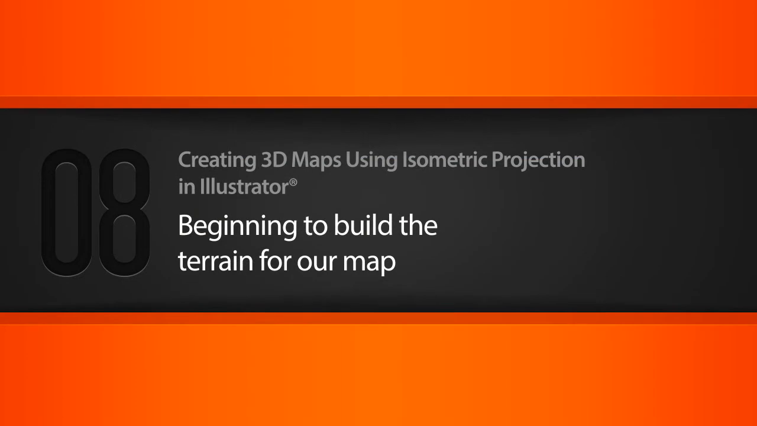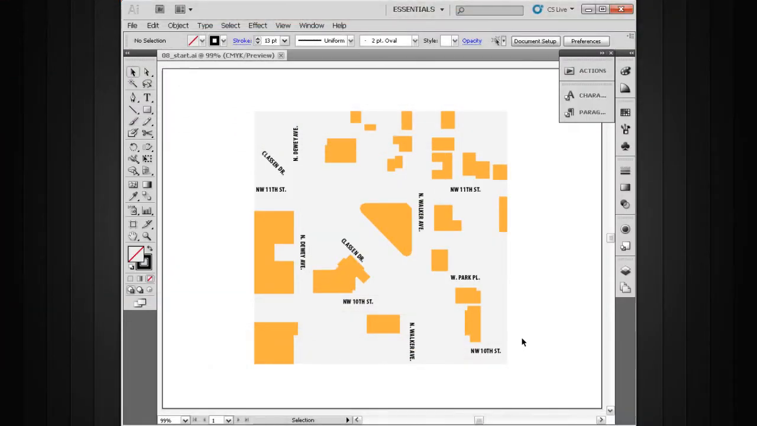In this lesson, we'll fine-tune our streets and then begin differentiating between the different types of terrain on our map. Alright, so in the previous lesson, we applied type to a path to create the street names on our map. And I went ahead and added a few more street names here.